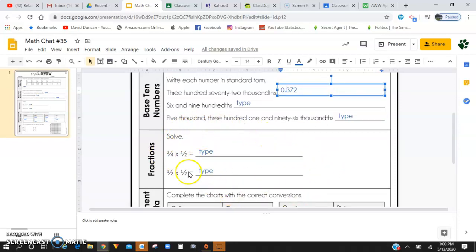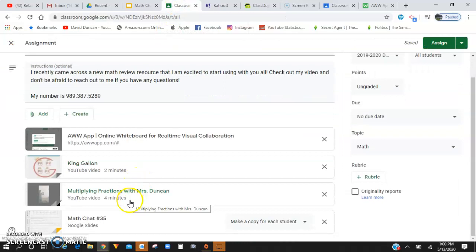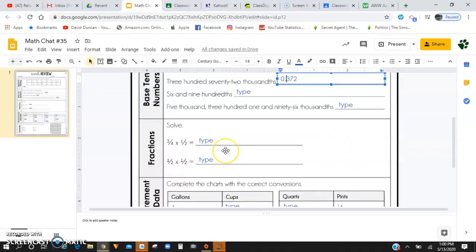Solving multiplication of fractions. You're going to multiply across numerators and denominators. It wouldn't be Mrs. Duncan's math chat without me adding in my multiplying with fractions video that I made in the past. I love that video.